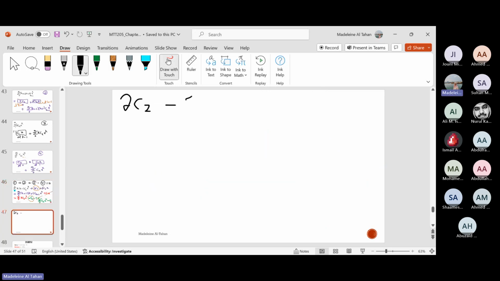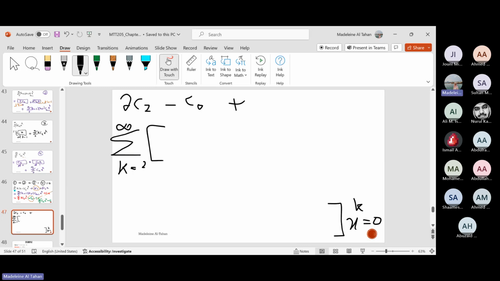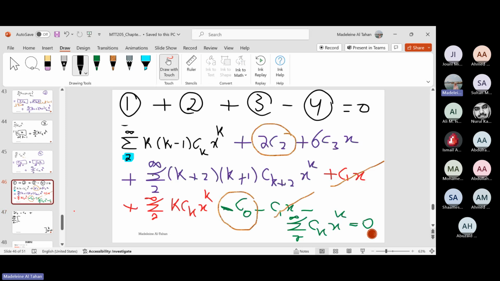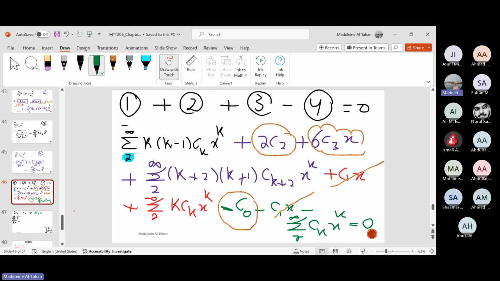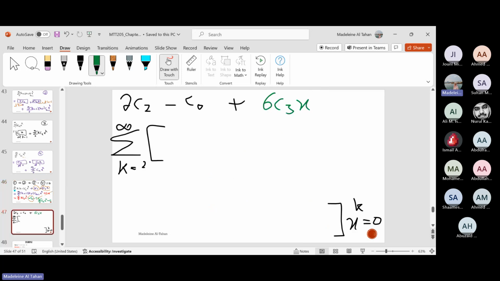2C2 minus C0 plus summation from k equal to infinity x power k equal to 0. We will write everything that we have. And what else do we have also, miss? We have 6C3x. So I should write it, right, miss? So we will write plus 6C3x. Now this series, the first one, what do we have from it?